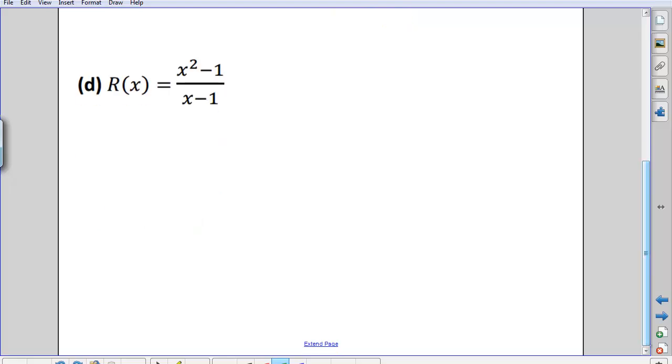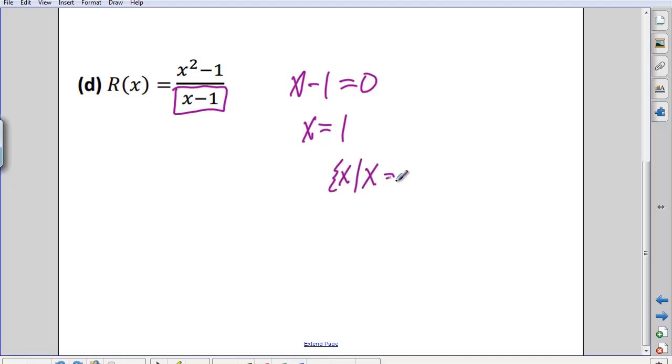And part D, x squared minus 1 over x minus 1. This one is pretty simple. Just look at the denominator. Again, it's x minus 1. If we solve that, we get that x equals 1 is the x value that causes that denominator to be 0. So again, the domain, we could write it a couple of ways. x can't be positive 1, or again with the intervals, it's like so.